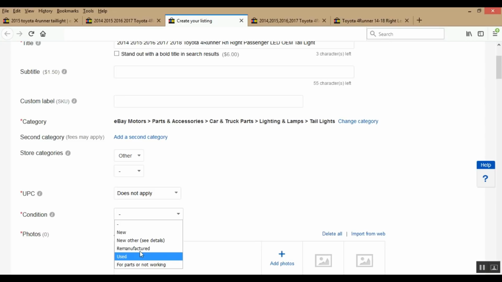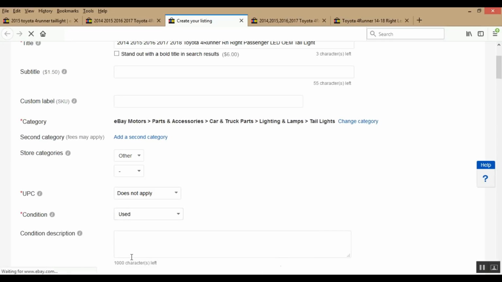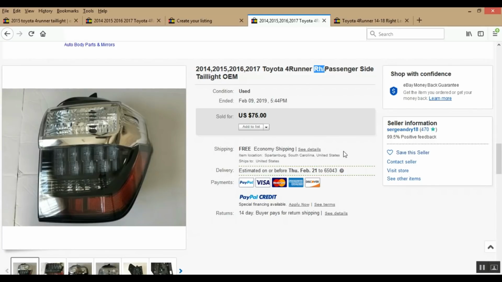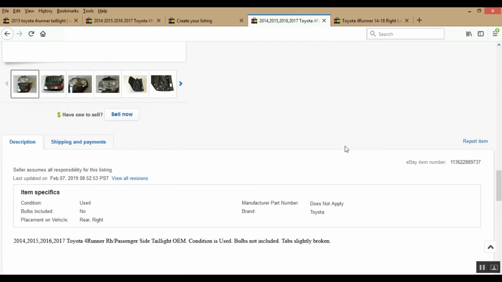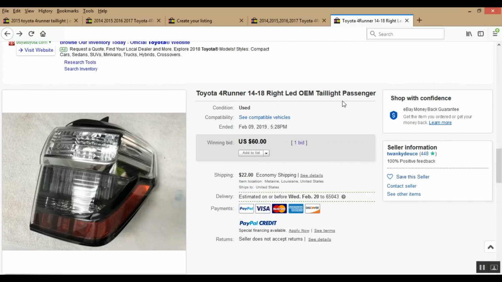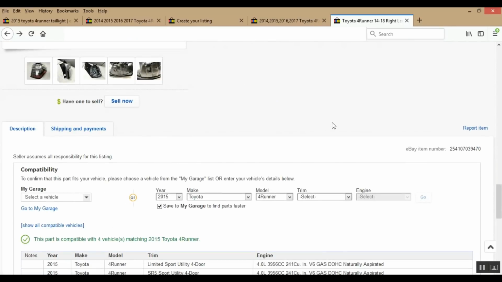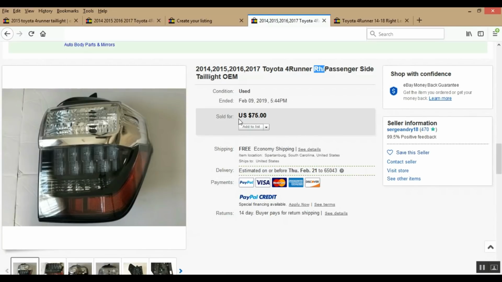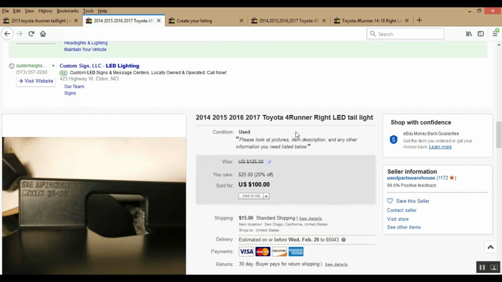Okay. With this taillight, I'm going to go ahead and call it used, even though I did not test out the LED. I'm taking a risk here, but I'm calling it used. Now, I know some people write a condition description, but it is not required. I usually don't add the little description, but let's see where it pops up. Yeah, right here. See, these two listings, you don't see a description here. This one you don't see it. This one you do, right here.